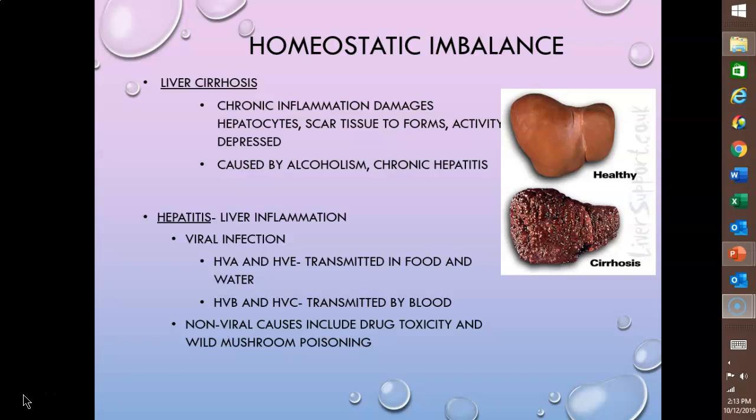Symptoms of cirrhosis typically include jaundice, edema in the legs, uncontrolled bleeding, and increased sensitivity to drugs since the liver is unable to detoxify those as it passes through. Hepatitis is an inflammation of the liver that can be caused by viruses, drugs, chemicals, including alcohol. There are several types of viral hepatitis.